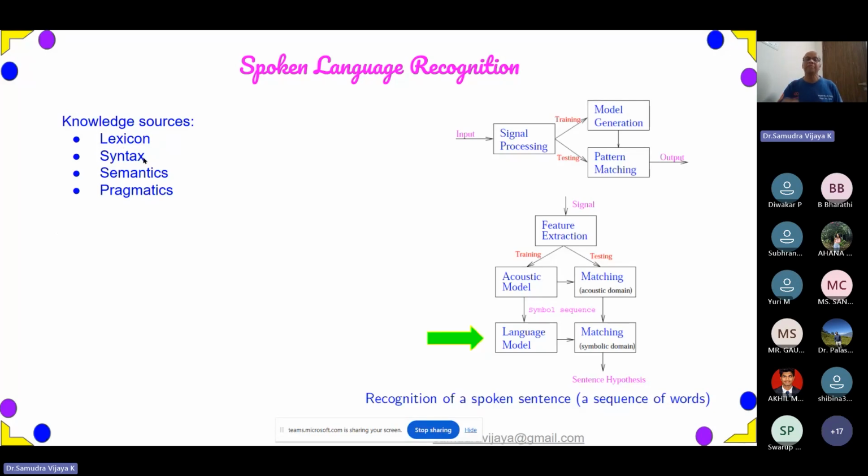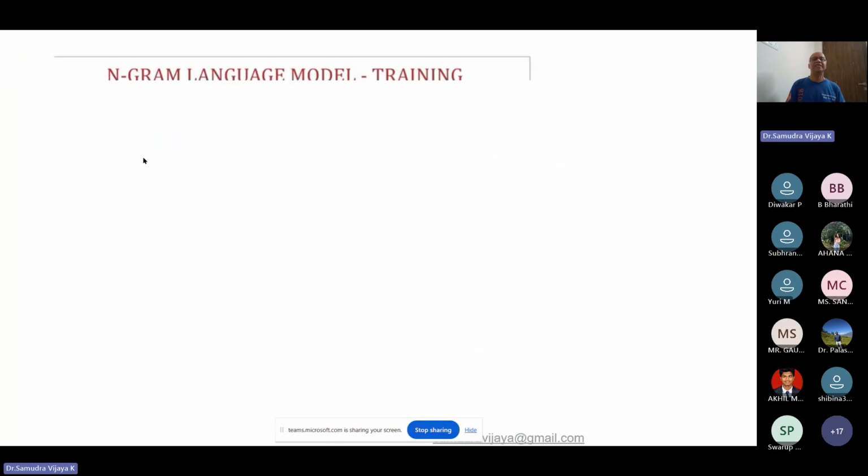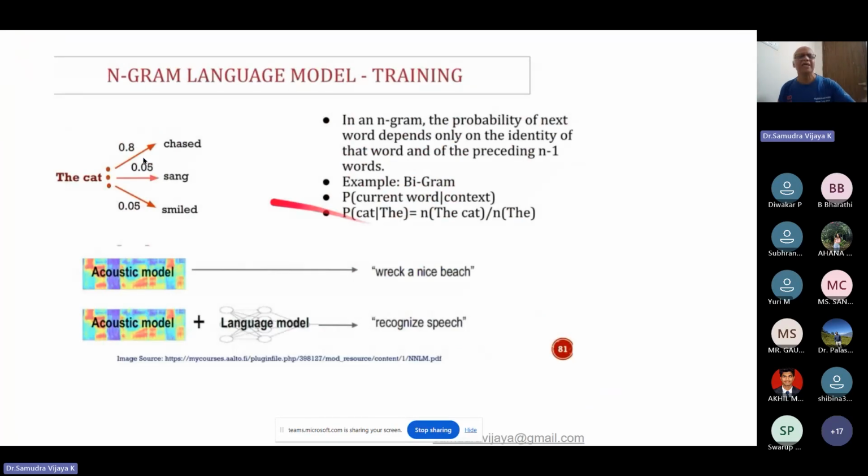Maine aam khaya. Khaya, the verb, comes at the end. So different languages have different rules for the sequence of words, of the parts of speech, and that is captured by the language model. When rule-based models didn't do well, people resorted to statistical models. Of course, these days, in the last one decade, we have gone beyond statistical models. We use the neural network to represent the language model also.